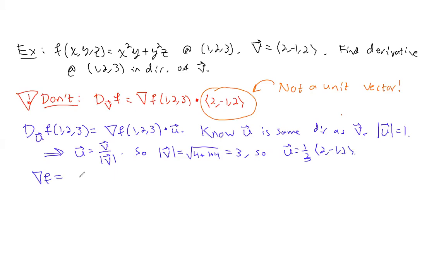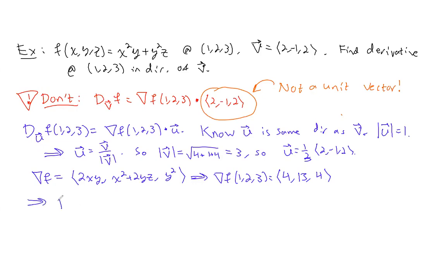Meanwhile, the gradient of f, if you just go through this process, is 2xy, then x squared plus 2yz, and differentiating with respect to z, you get y squared. Which means that the gradient of f at the point (1, 2, 3) is 2 times 1 times 2, or in other words 4, then 1 plus 2 times 2 times 3, so 1 plus 12 is 13, and then y squared is going to be 4. So that's about all there is to that. Now you can dot these.